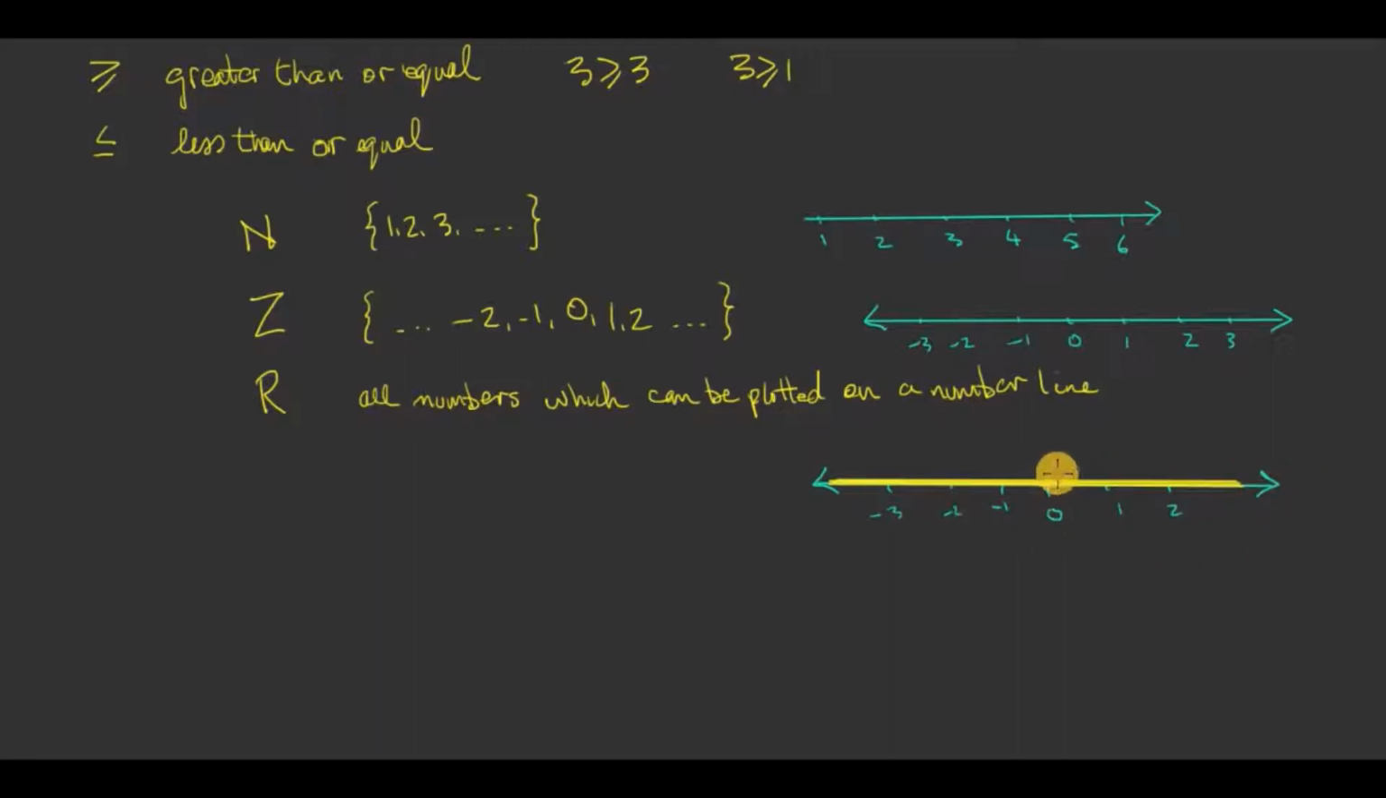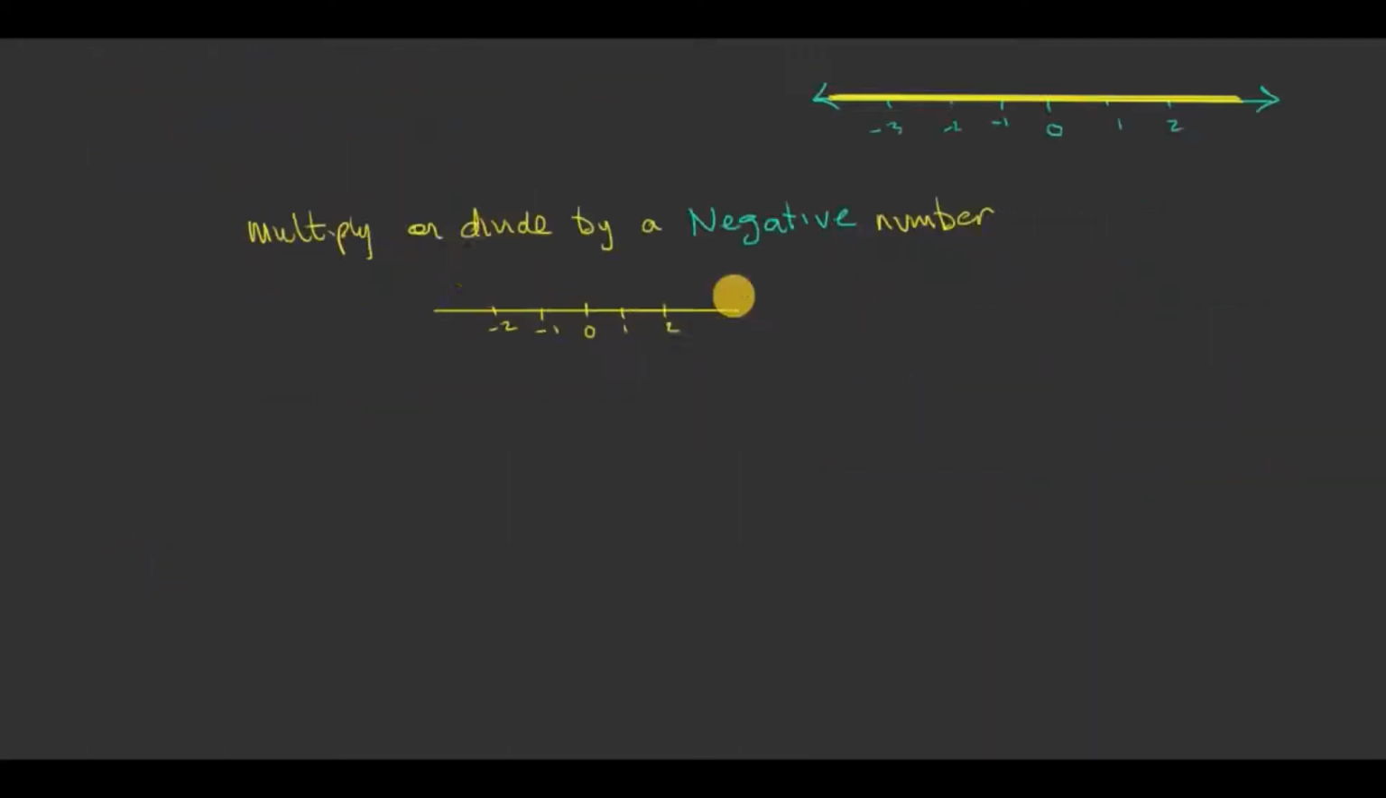That'll be an example of how you would identify the real numbers. Now we're going to do multiply and divide by a negative number. We all know that 2 is greater than 1. But if we multiply both sides by -1, we're going to get -2 less than -1. Let's see if that's true. You can see that 2 is indeed greater than 1. And if you look at your number line, you can see that -2 is indeed less than -1.